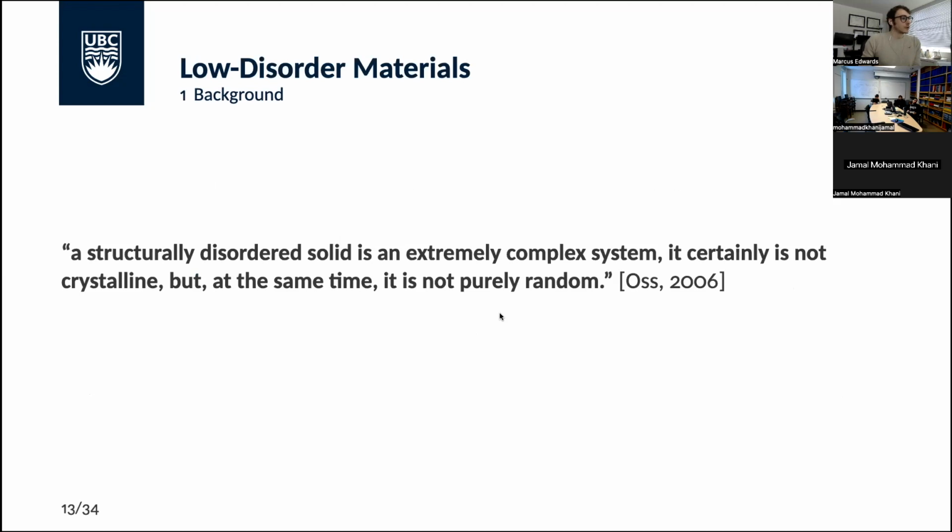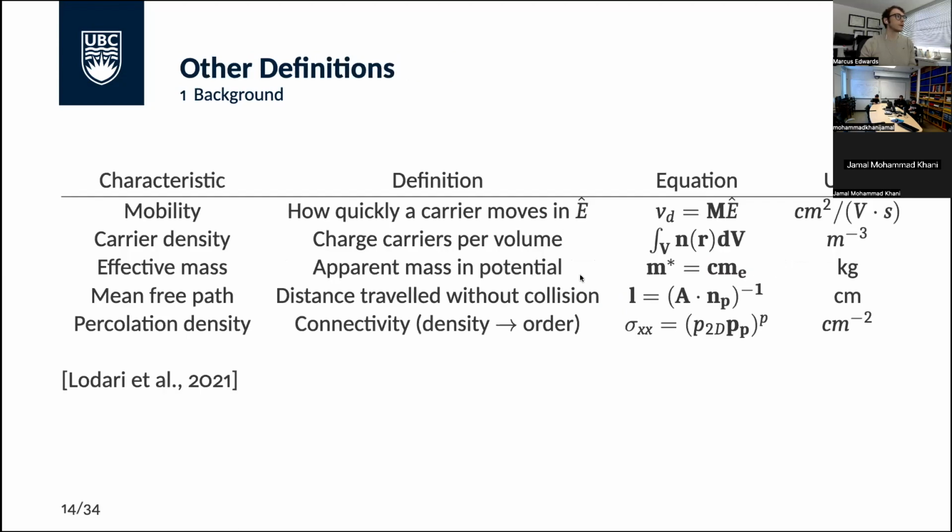So we've covered the G factor, and we understand how it connects to quantum computing. So we're going to select a material based on its G factor so that we can have host qubits. But we still don't understand the claim that this is a low disorder material. So I will just quote from a book called Disordered Materials and let you know that a structurally disordered solid is an extremely complex system by definition. It is not crystalline, so it is not a perfect lattice, but at the same time, it's not purely random. So that is actually our definition for a structurally disordered solid. And that is what our authors claim they have found.